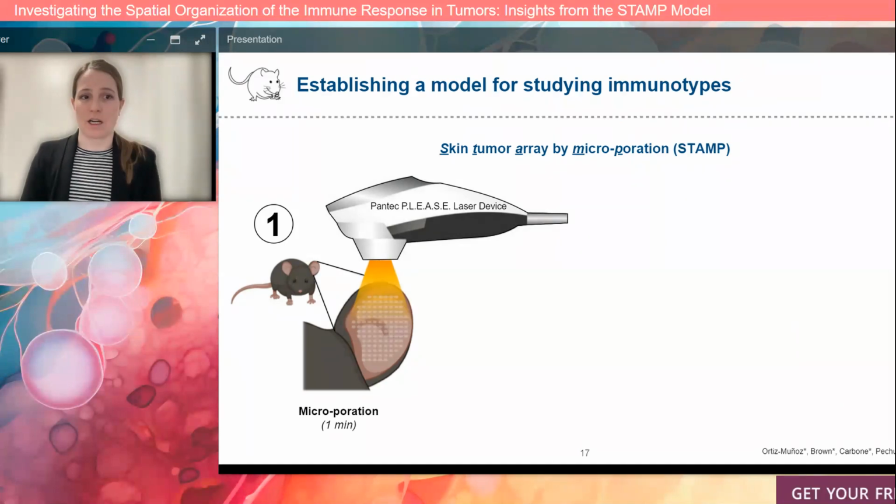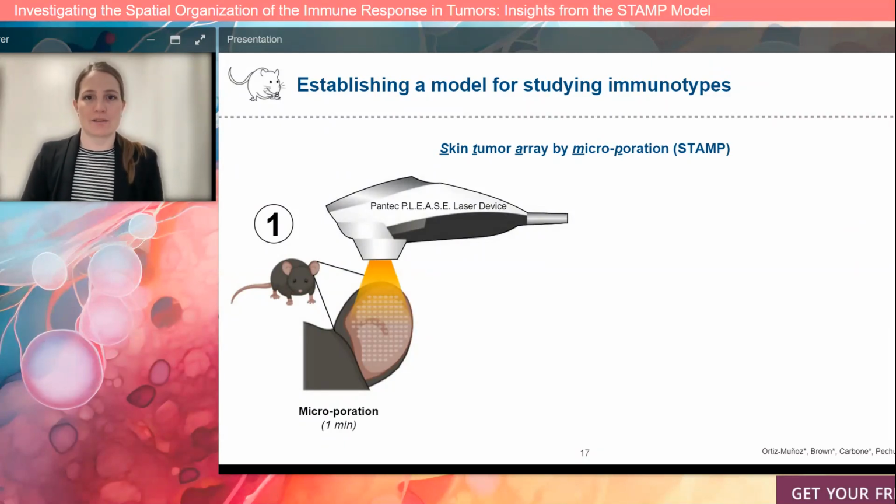So how does this system work? Well, the model is based on a novel application of an infrared laser device called the Pantech Please laser device. This is a clinical device that was originally developed for dermatological and vaccination applications. Here we've repurposed it because it uses an infrared laser to create an array of pores in the skin of a mouse ear.